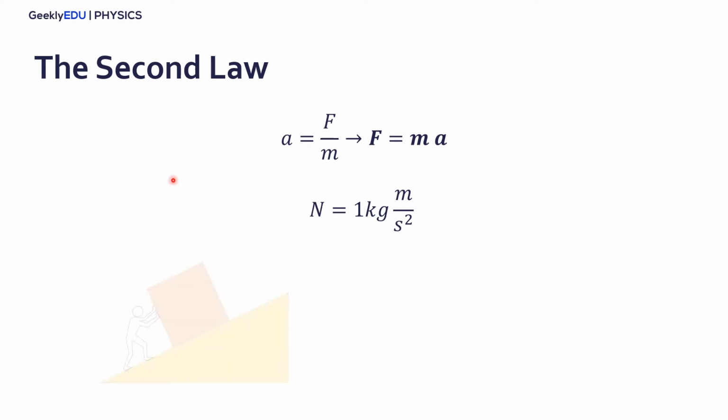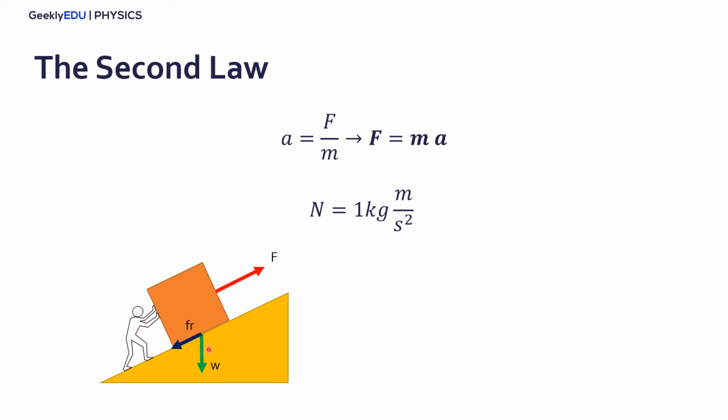Some examples can be someone trying to push this box up a ramp, and well, the external force needs to be something like this in the direction he's trying to push, but we also have some other forces acting on this object, like the weight and friction.